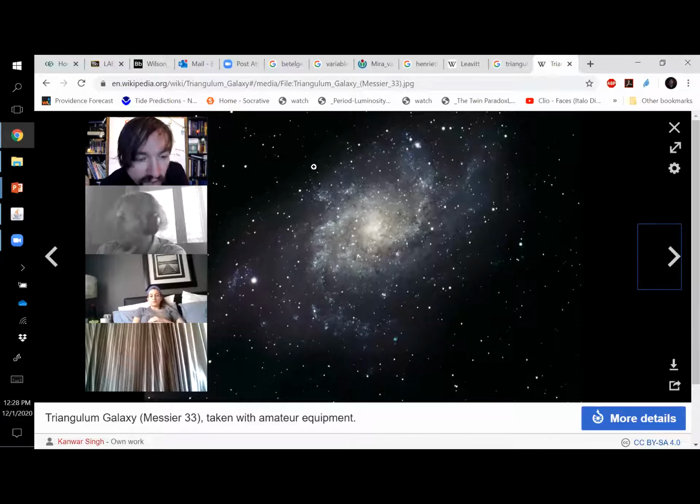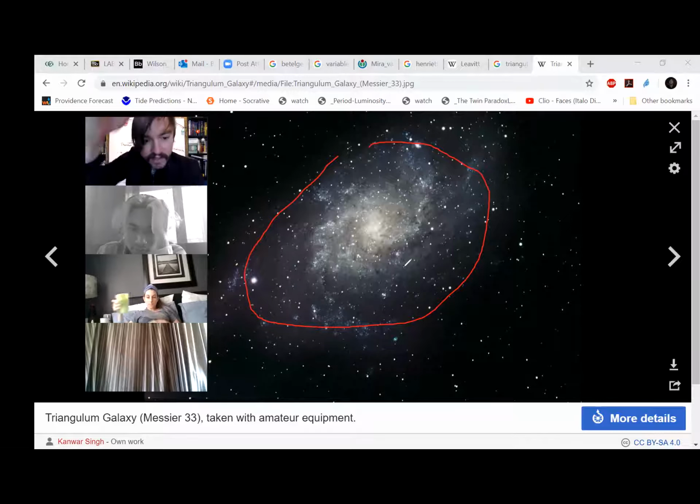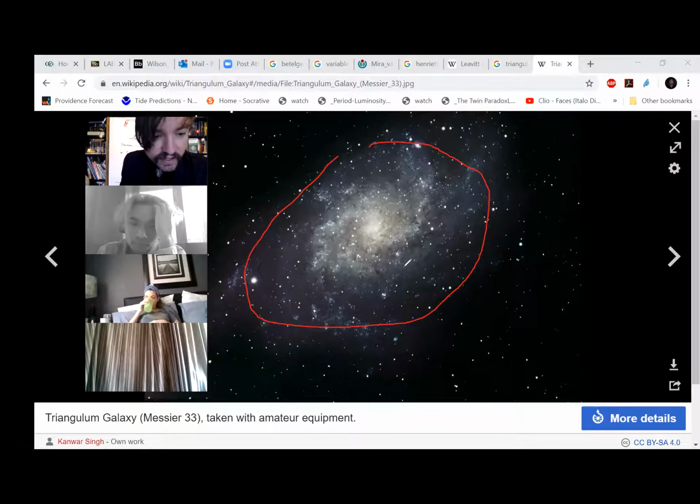If you were Henrietta Swan Leavitt doing research in 1900, they didn't even have the concept of a galaxy 100 years ago. They didn't know what this thing was. In fact, there were two schools of thought. Some people just thought they were other nebulae of gas, like the ones that we see through our telescope, like the Horsehead Nebula.